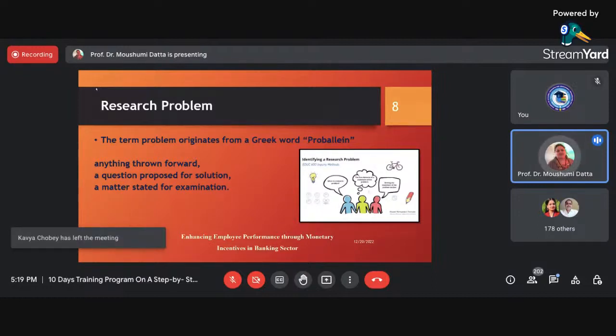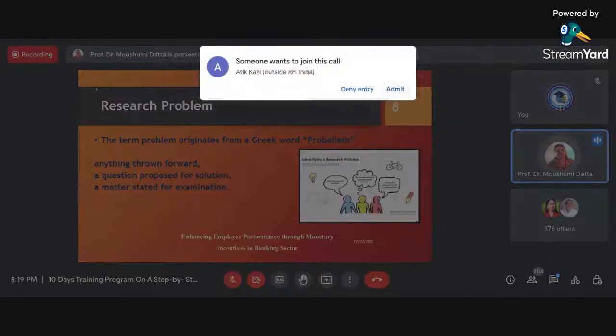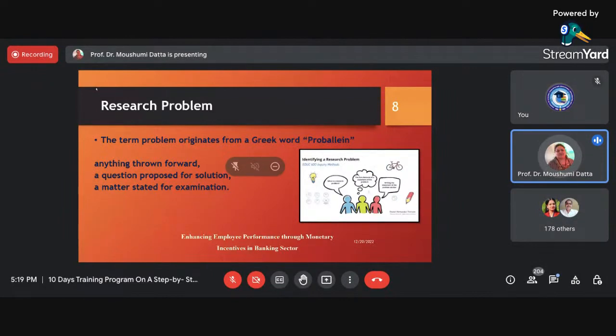The question is whether monetary incentives can increase employee performance. That is a question you're putting forward. And this question, I've made in the form of a title: enhancing employee performance through monetary incentive in banking sector. So you are dealing with a problem for which you want to find out a reply.